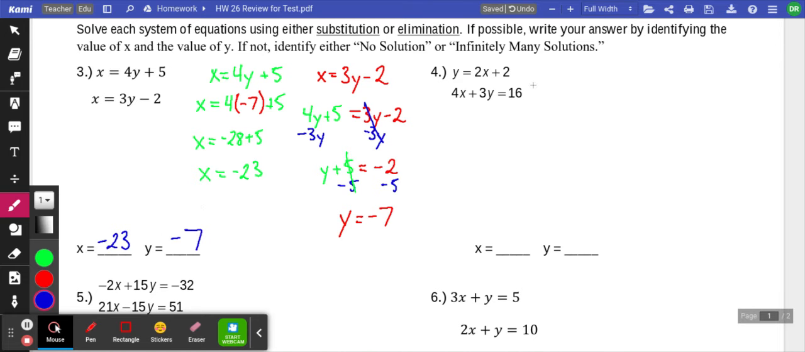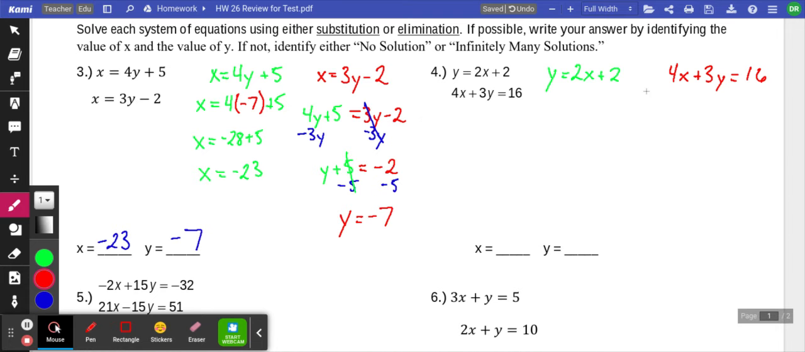Okay, so for question 4, looking at it, we see that substitution is a good idea because the first equation has y by itself. And we saw in number 3, it doesn't have to be y that's by itself. It's okay if it's x. It just needs to be one of the equations or the other, or both. As long as you have at least one, it's set. So we do have that one.